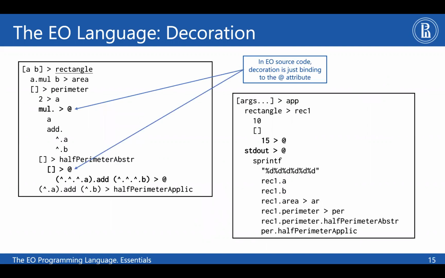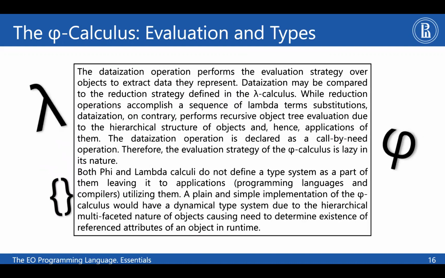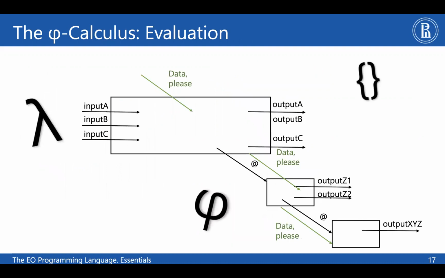Decoration in the EO programming language is very simple. It is just plain old application that is bound to the special name at sign. We call it phi because of the phi calculus. And the last principle of the language is the evaluation model. The EO programming language is declarative in its nature, and all user-defined objects have the same evaluation strategy. So let's have a look at this example.